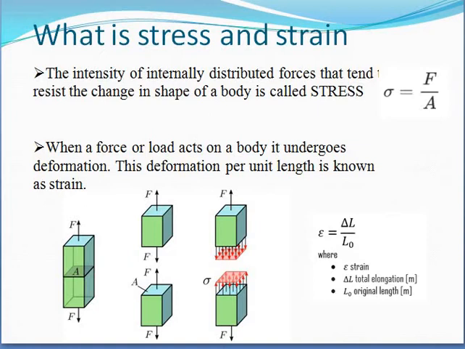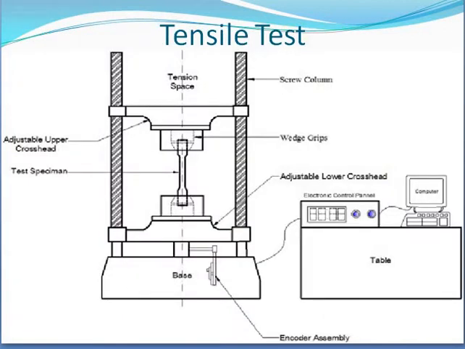Similarly, we have strain. When a force or load acts on a body, it undergoes deformation. The deformation per unit length is known as strain, and strain is a unitless parameter calculated as change in length to the original length. Here this figure shows the universal testing machine where a tensile test is carried out. This is the tensile specimen, which we can consider is made up of mild steel. Next we'll see the stress strain curve for this tensile test.